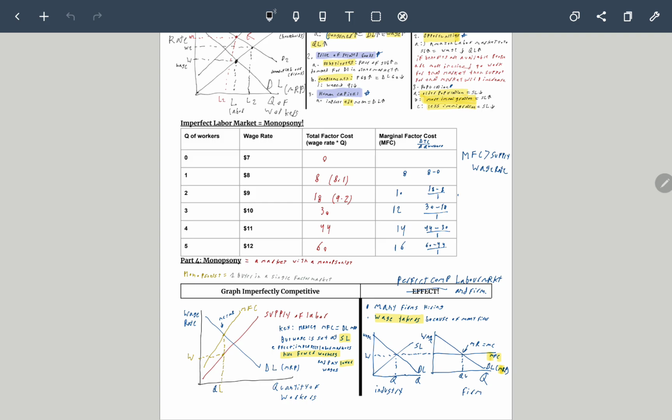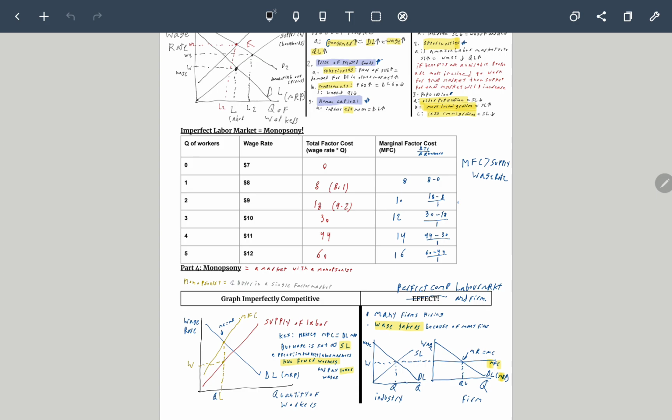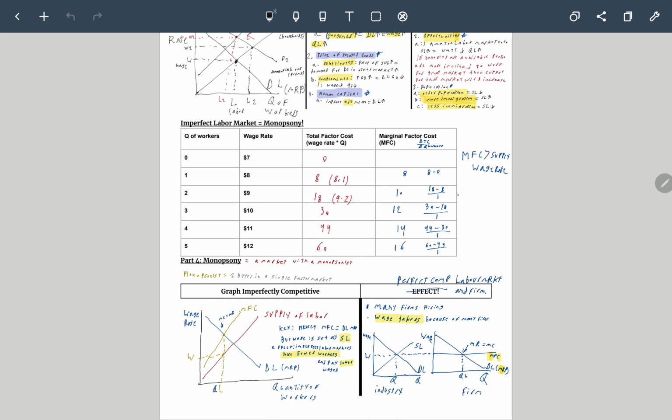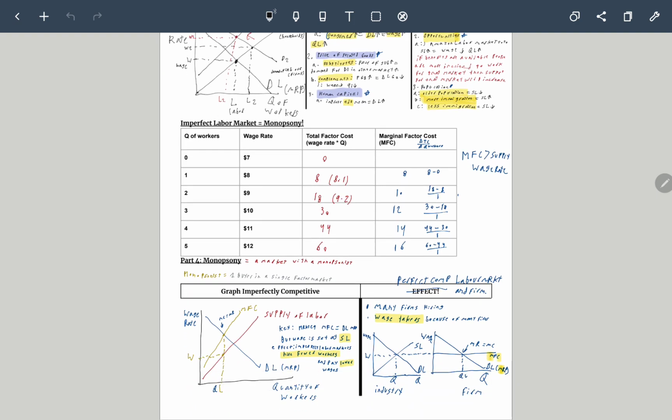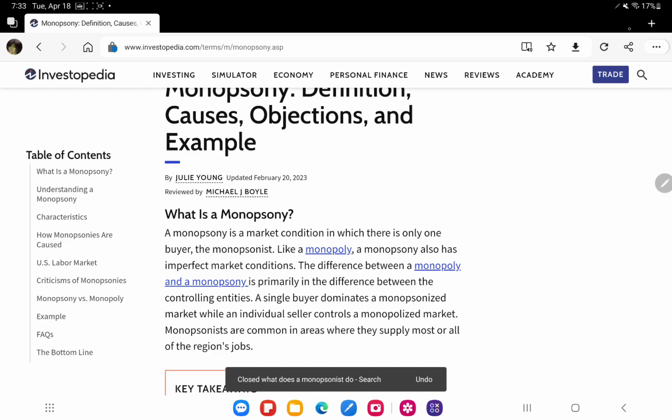A monopsony is a market with a monopsonist, and a monopsonist is one buyer in a single factor market. So honestly, I had a lot of trouble with what that means, so I'm going to come back and probably give a better explanation. Be right back.